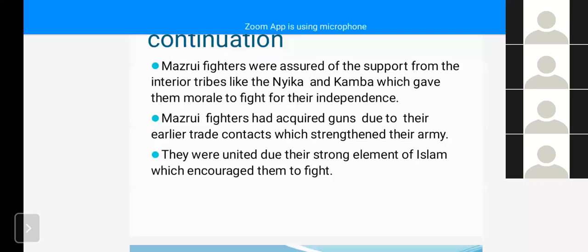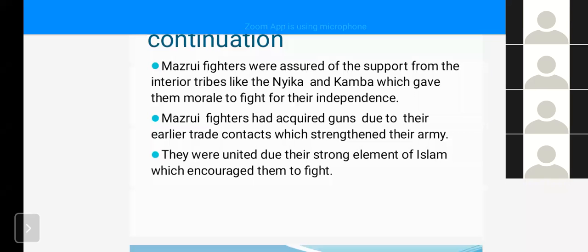And due to their early trade contacts, this helped them to strengthen their military capabilities. So when they realized that they had it all, there was no way they thought they would be overtaken by the Busaidi. Then the other point is that the Mazrui were united due to their strong element of what?